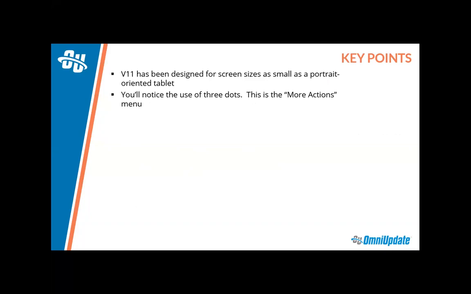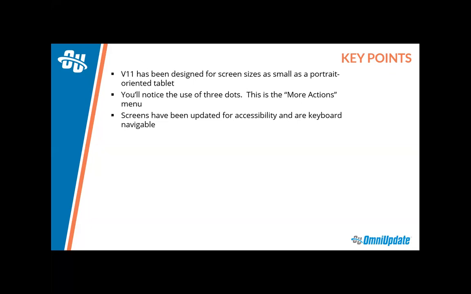So some of the general information about v11. v11 has really been designed for screen sizes as small as a portrait-oriented tablet, so it gives you that flexibility. You'll notice the use of 3 dots or an ellipsis, and this is going to be our More Actions menu, where you'll primarily see this on the right side of the screen. We'll point those out to you on the different screens where we have this More Actions menu. Screens have been updated for accessibility purposes and are keyboard navigable.